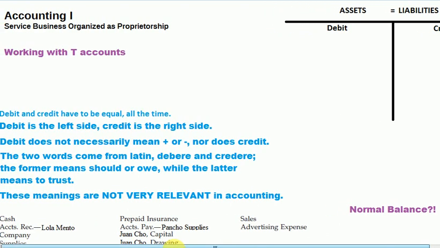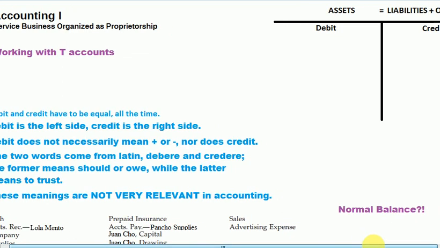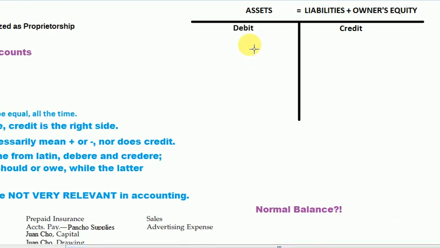Okay, and here I put normal balance. What on earth is normal balance? Normal balance is simply the increasing side. So now that we know that in accounting there are two sides, the left and the right, the side that increases is called the normal balance. The increasing side is the normal balance. I'm going to put here: increasing side. Increasing side is the normal balance. Okay, there's no confusion about it.